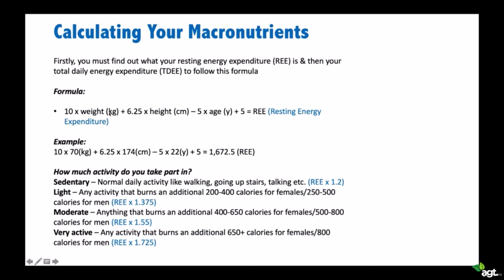So here's the equation. It will be 10 times your weight in kilograms plus 6.25 times your height in centimeters minus 5 times your age in years plus 5.